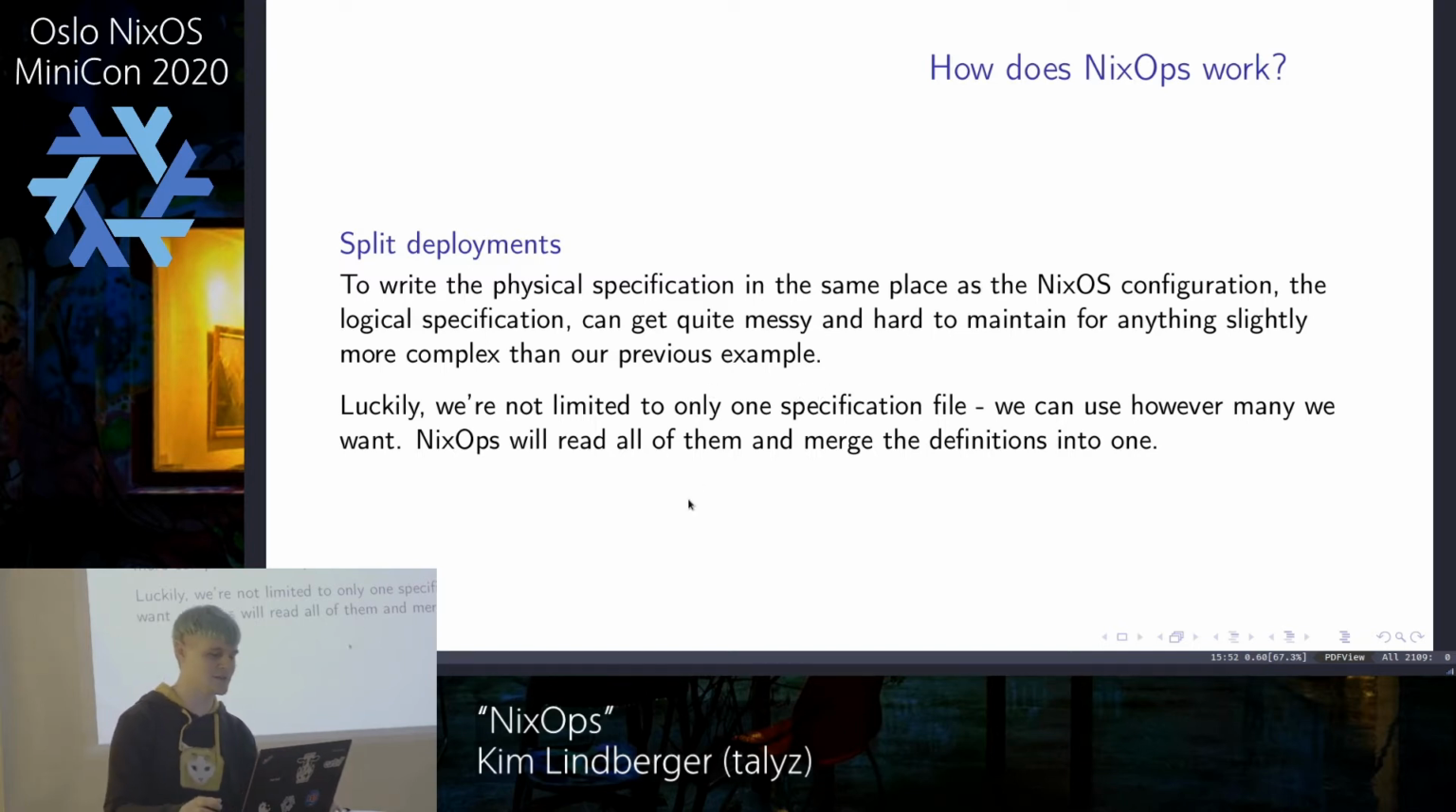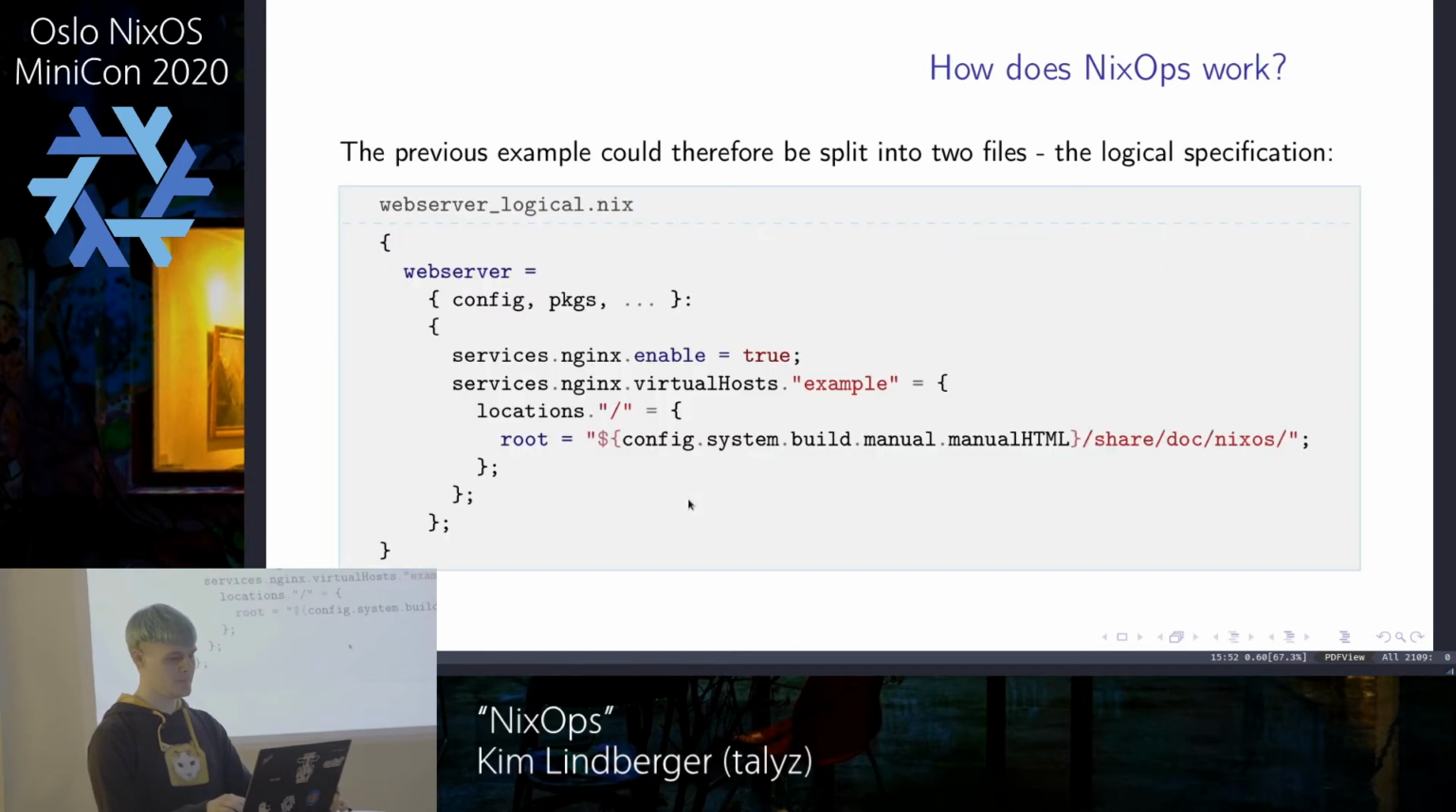But luckily, we're not limited to one specification file. We can use however many we want. And NixOps will just read from all of them and merge the definitions into one. So, for example, to achieve the previous example with a split, we can have just one file with the logical specification, which is essentially just the NixOS configuration. Like, there's not much more in it than that.